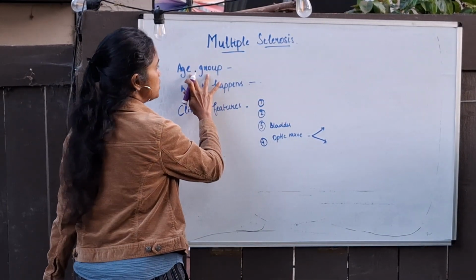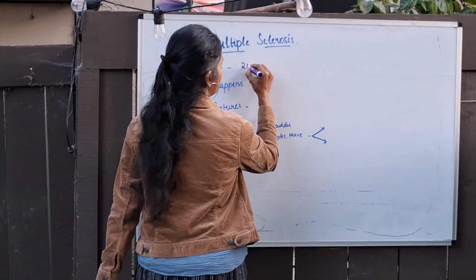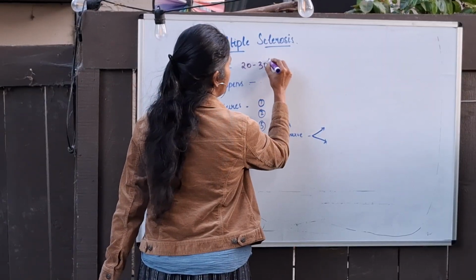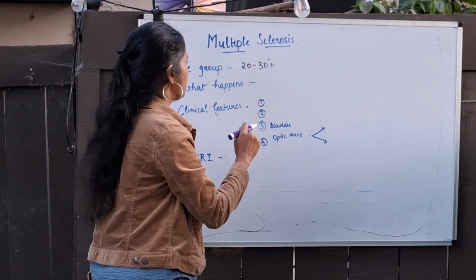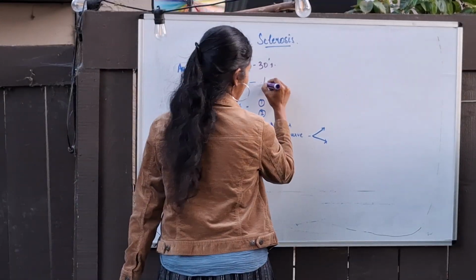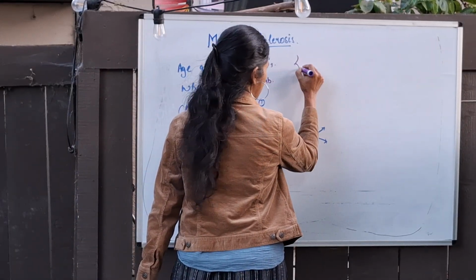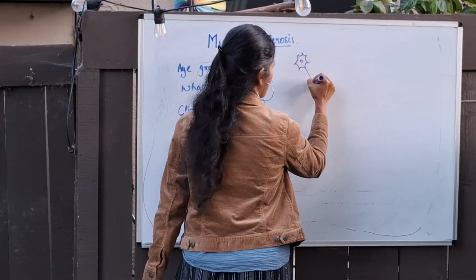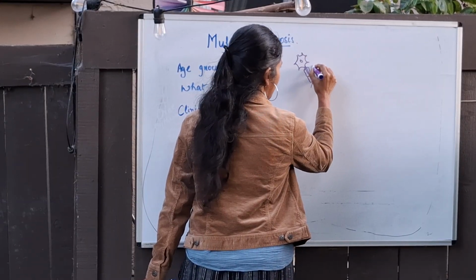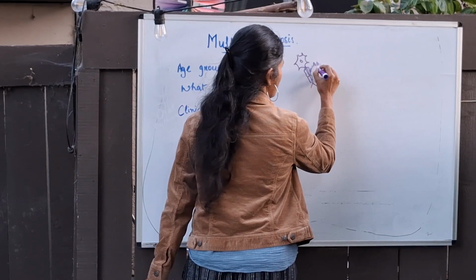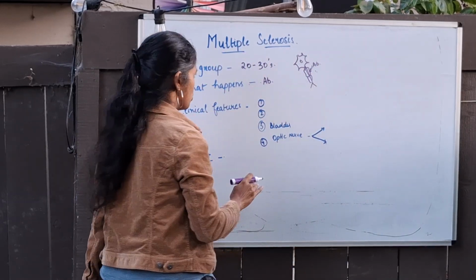What age group does multiple sclerosis affect? Mostly around the 20 to 30 age group, or at maximum the 40s. That is the age group in which multiple sclerosis is seen. What happens? There is an antibody which attacks the myelin. So this myelin is attacked by the antibody. So this is the pathology in multiple sclerosis.